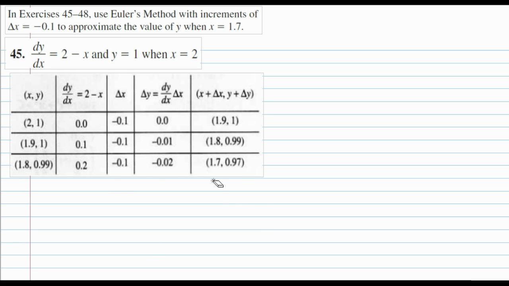Last time through that problem, and finally I have the x value 1.7, so I can make the conclusion that f of 1.7 is approximately equal to 0.97 according to Euler's method.